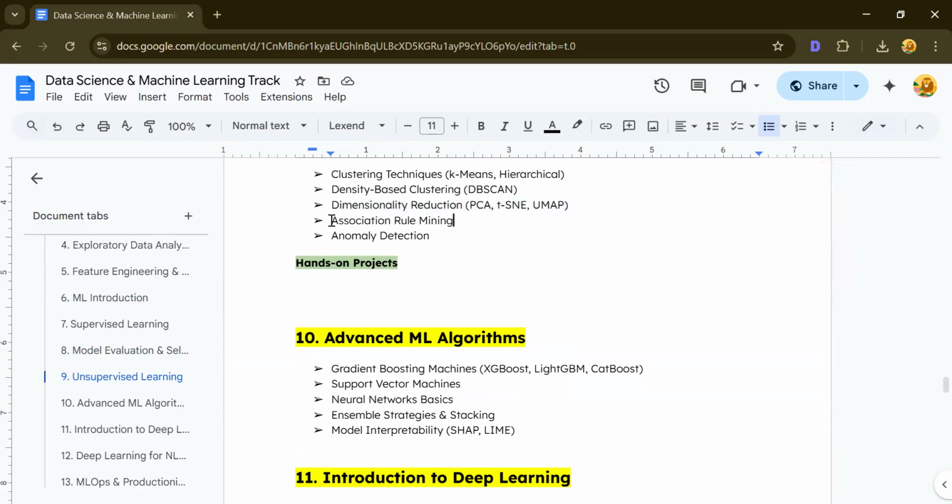And association rule mining, here we will be having Apriori kind of algorithms. So it's more like a market basket analysis. If person A bought bread, then he is most likely to buy milk or something of that kind. And at last we'll go with anomaly detection.